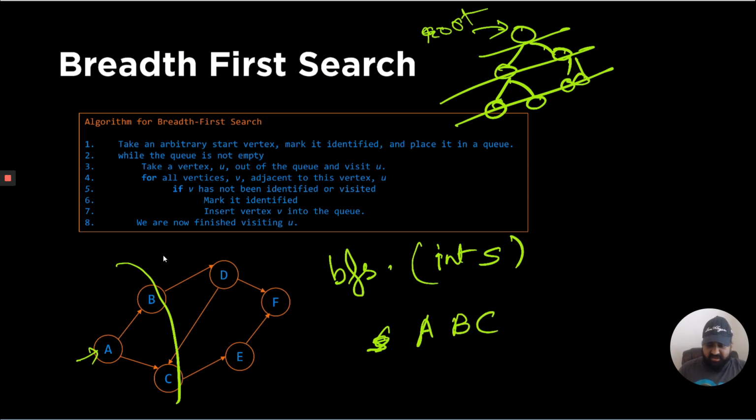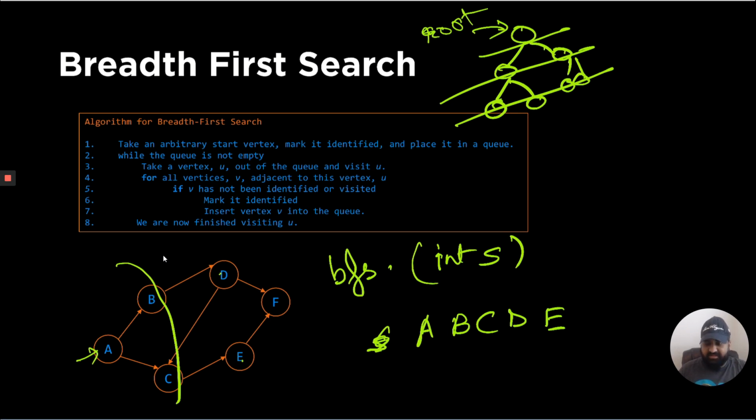Next, it will print the neighbors of A's neighbors. B's neighbor is just D and C's neighbor is just E. So in this case, it will print D and E next. Next, D's neighbor is C, but it has already been printed.